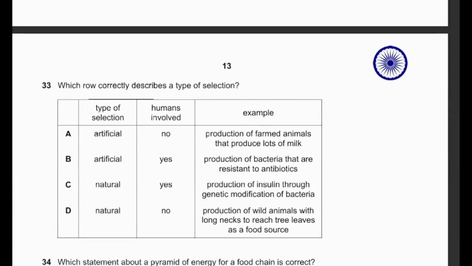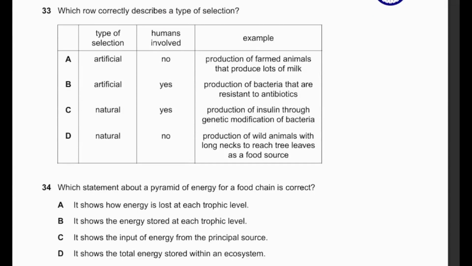Moving to 33. Which row correctly describes a type of selection? Type of selection, artificial. Humans are involved in artificial selection. See, in natural breeding we don't, but artificial means it is done by human beings. So this is not the option. Artificial, yes, but the example, let's see. Production of bacteria that are resistant to antibiotics. No, this happens by mutation. So this cannot be the answer here.